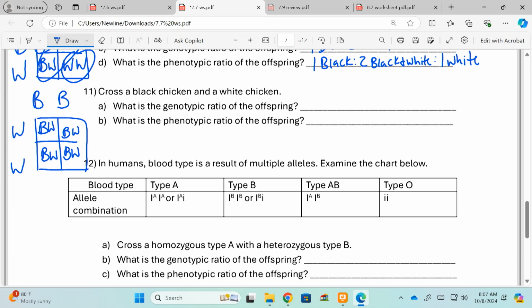All right, so what is the genotypic ratio? They're all this, and that means the phenotypic ratio is they're all going to be black and white.